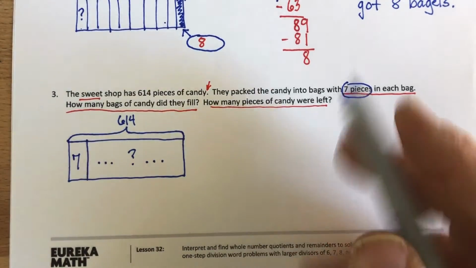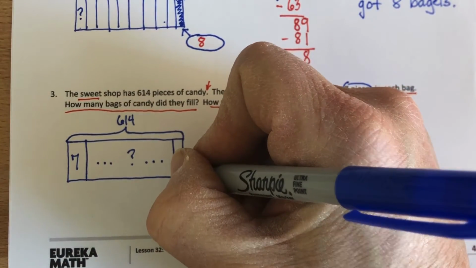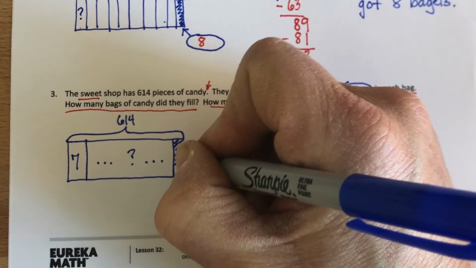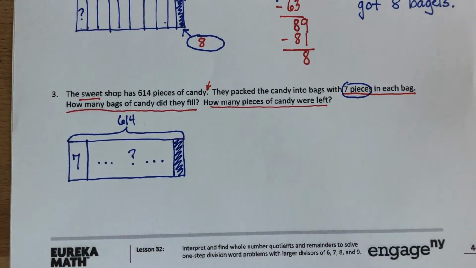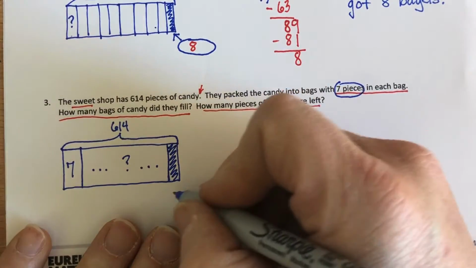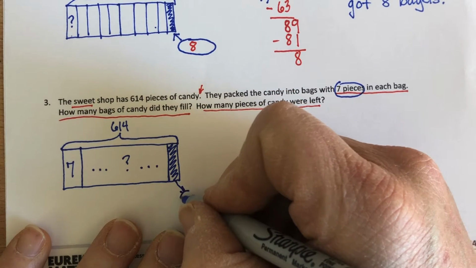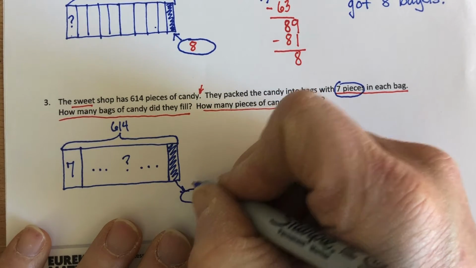And it says how many pieces were left over. I already know now there's going to be a remainder right here. Okay, so I'm going to shade that in and just give myself a little understanding that I need to know what that remainder is here. I'm going to say remainder.